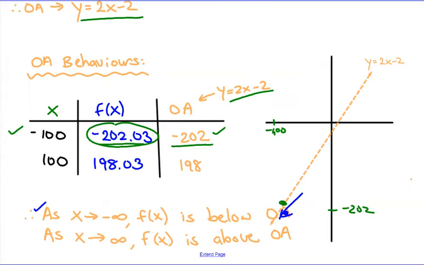If you pick something like 100, so something all the way over here, your oblique asymptote, which I'm going to have to stretch again, okay, so maybe somewhere up here is going to be 198. But if you sub 100 into your function, it's going to be a little tiny bit above that at 198.03. So you're going to be approaching from above. That's how you test your end behaviors for your oblique asymptote.